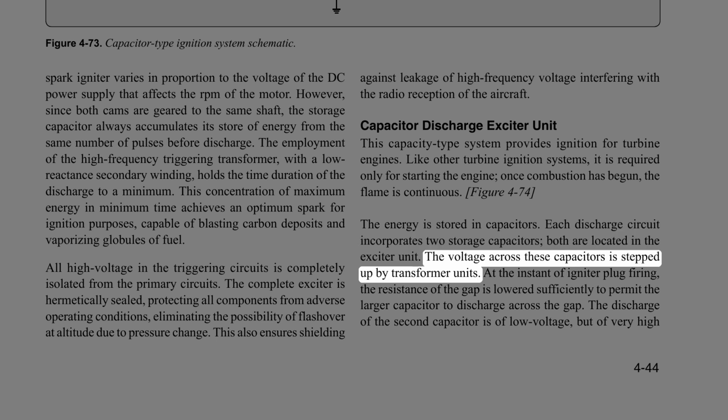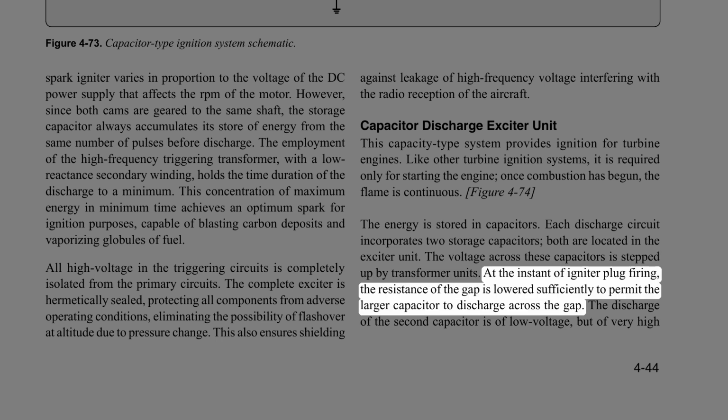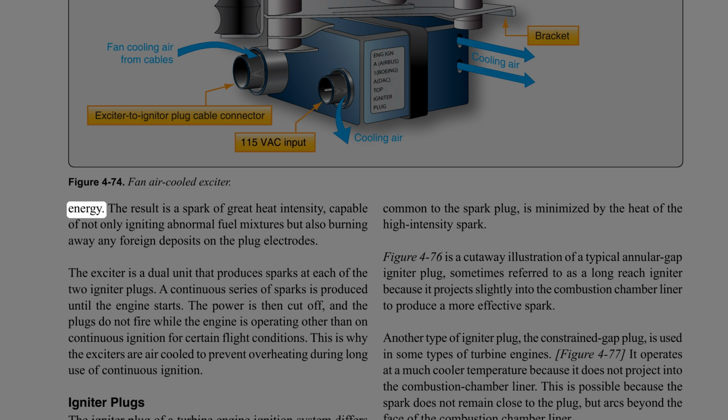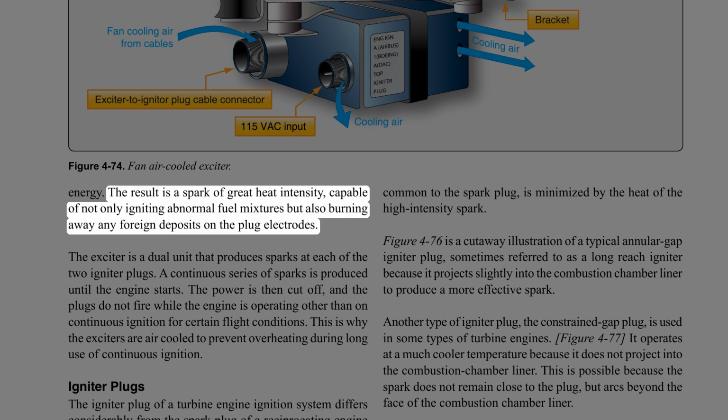The voltage across these capacitors is stepped up by transformer units. At the instant of igniter plug firing, the resistance of the gap is lowered sufficiently to permit the larger capacitor to discharge across the gap. The discharge of the second capacitor is of low voltage, but of very high energy. The result is a spark of great heat intensity, capable of not only igniting abnormal fuel mixtures but also burning away any foreign deposits on the plug electrodes.